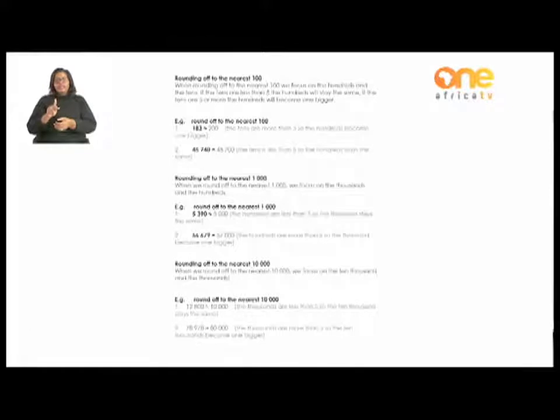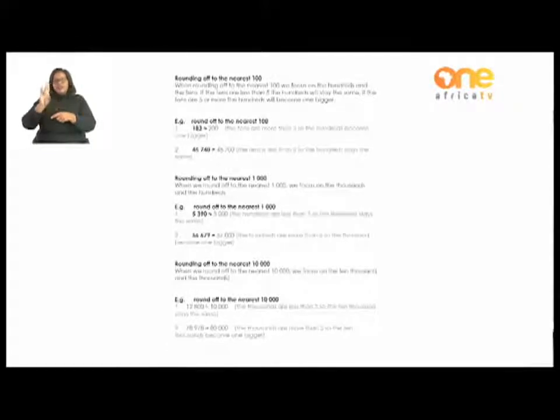We find the number in the place of the 10 and the number in the place of the 100. Then we read, the 10 is less than 5, so the 100 stays the same. Our 10 is a 4, meaning it cannot change the 7, and 45,740 is rounded off to 45,700.